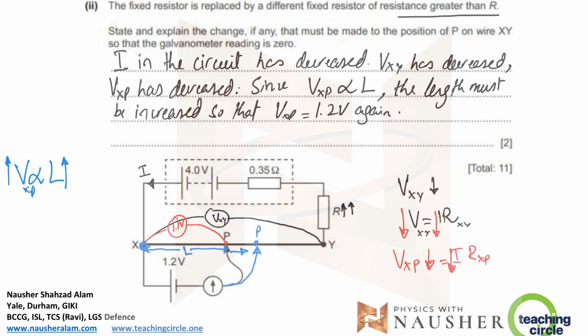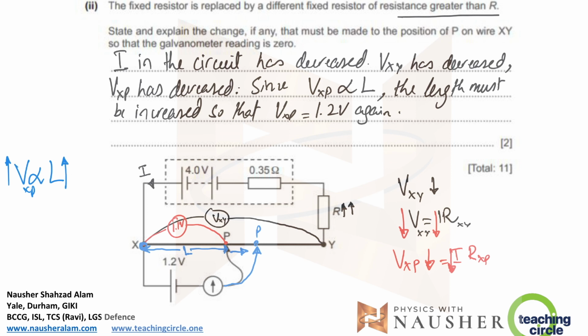Bear in mind that when this reading goes to 1.2, the cell is remaining at 1.2. No matter whether you put the jockey here or there, the cell's voltage is going to remain 1.2. So you have to bring XP back to 1.2. Right now it's 1.1. So how do you do that? By increasing the length, the voltage will increase. If you decrease the length, the voltage will decrease.